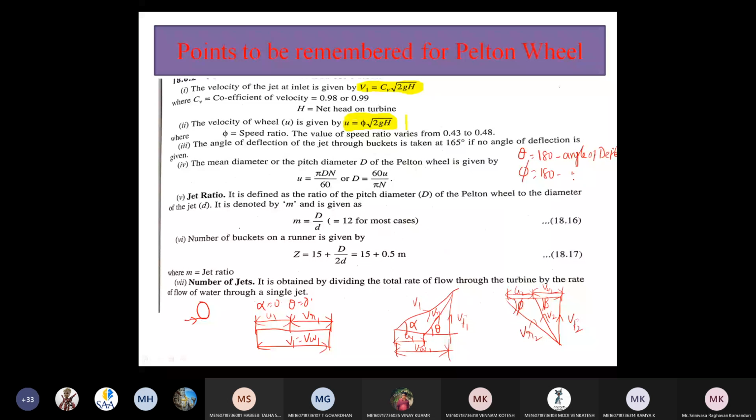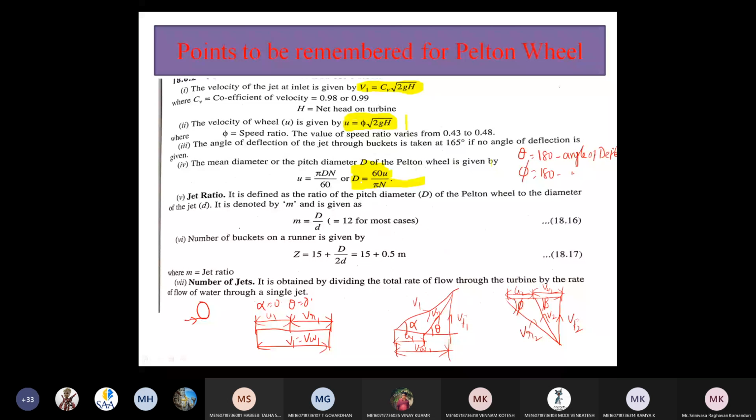Suppose you know the U value and N value. The U value can be calculated from phi into square root of 2gH. So if you know the U value, you can find out the value of D. So D is equal to 60U by pi N. They have taken this from U is equal to pi D N by 60. D is equal to 60U by pi N.